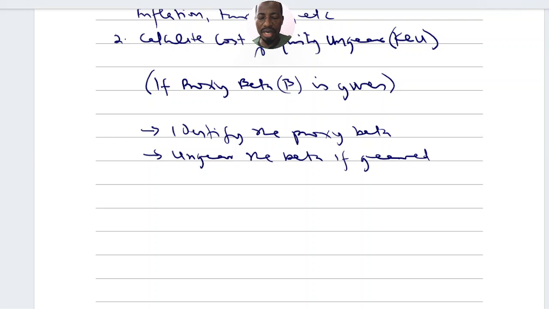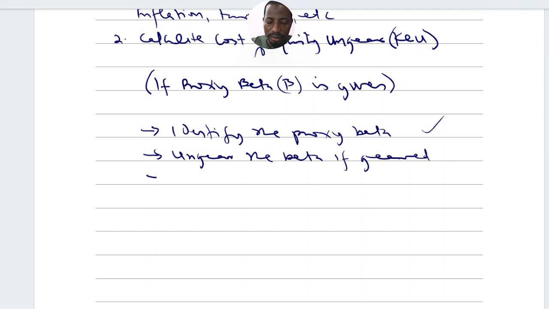So the beta will be geared. The beta you have identified in step 1 will be geared if in the question the proxy company has debt in its capital structure. So simply put, the geared beta is the beta of a company that has debt in its capital structure. However, if the proxy company does not have debt in its capital structure, that is, the proxy company is an all equity company, then you are going to skip step 2 and move to step 3.